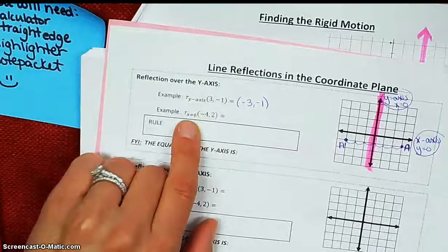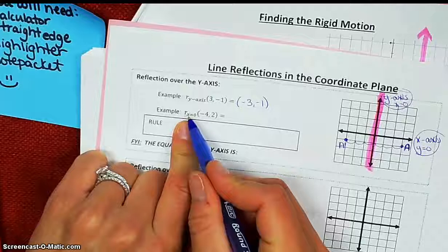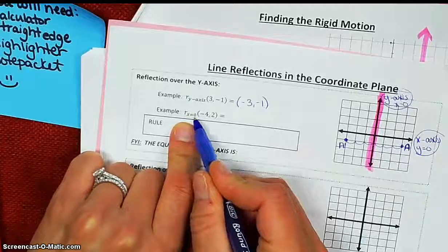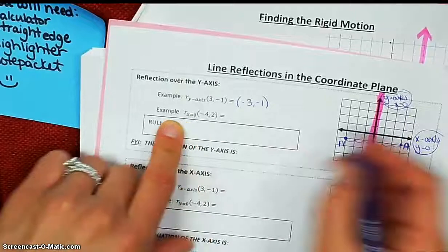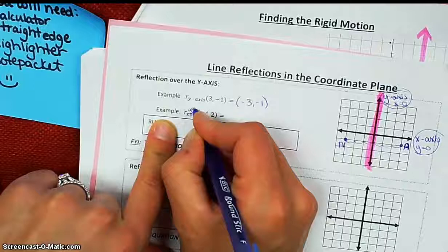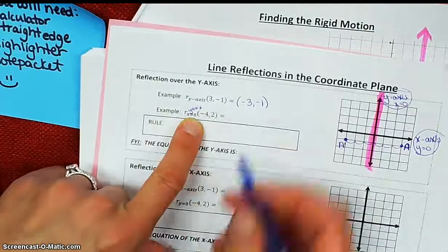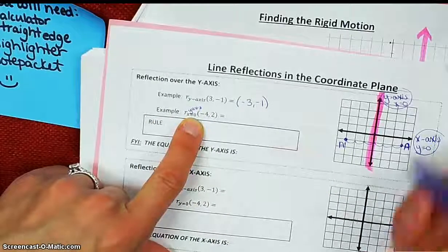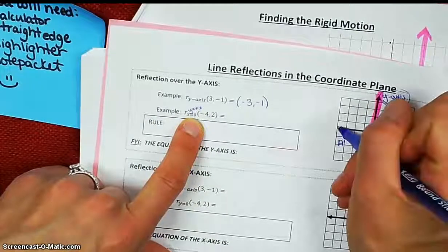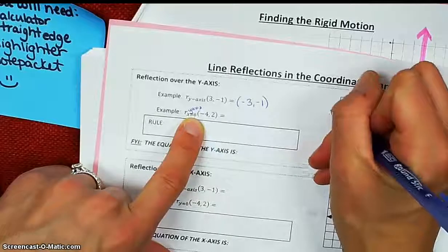Okay, let's try the next one. A reflection over the line x equals 0. Now remember, x equals 0 is the same thing as your y-axis. So we're going to reflect the point (-4, 2). So negative 4, up 2. I'm going to name this point B.